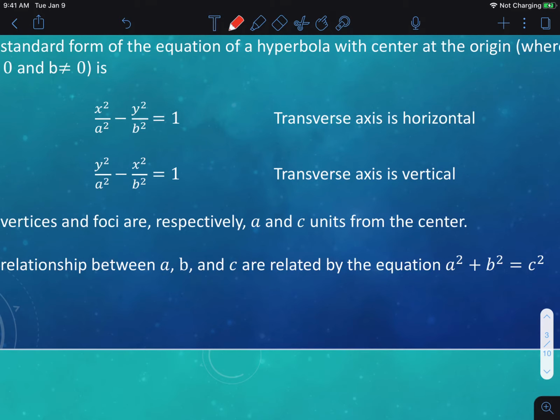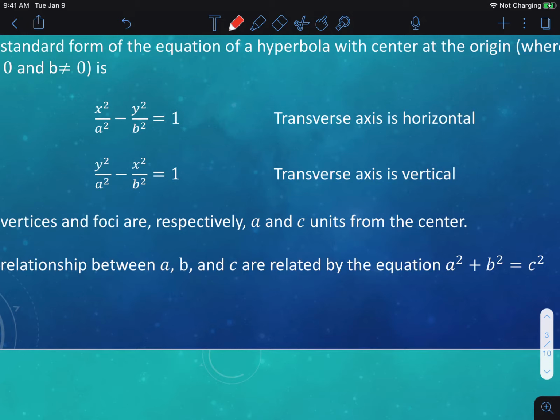The way you want to think about this is that remember in an ellipse you cared about whether a or b was larger, one was larger than the other. Here we don't. b could be larger than a and we still have a hyperbola. The important thing is how the hyperbola is positioned as far as the transverse axis being horizontal or vertical.